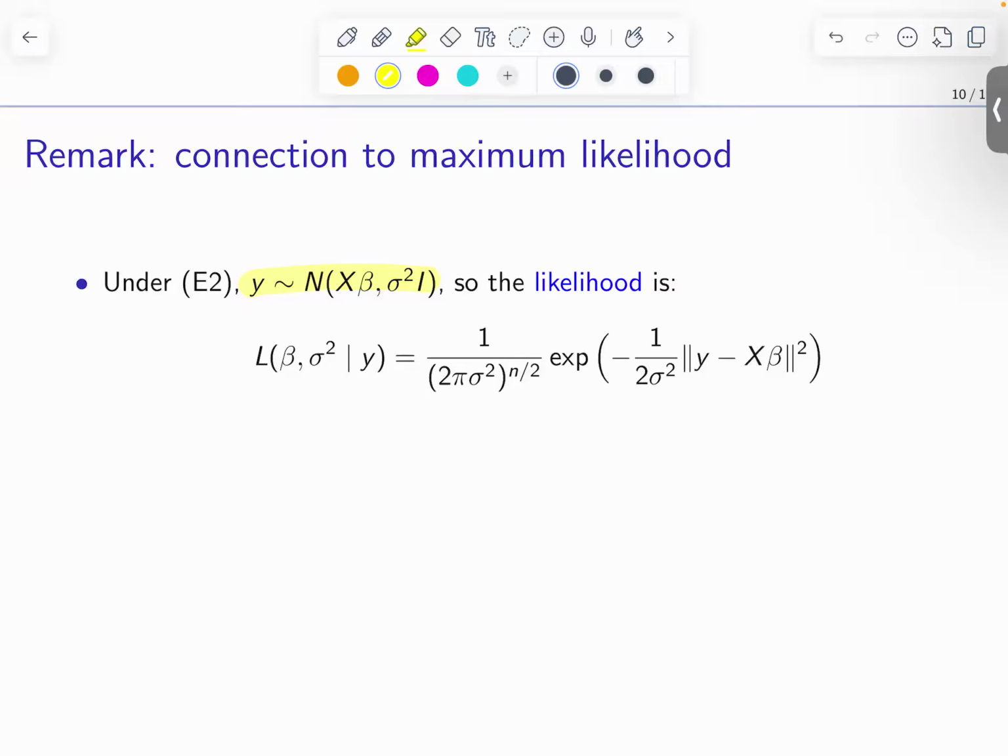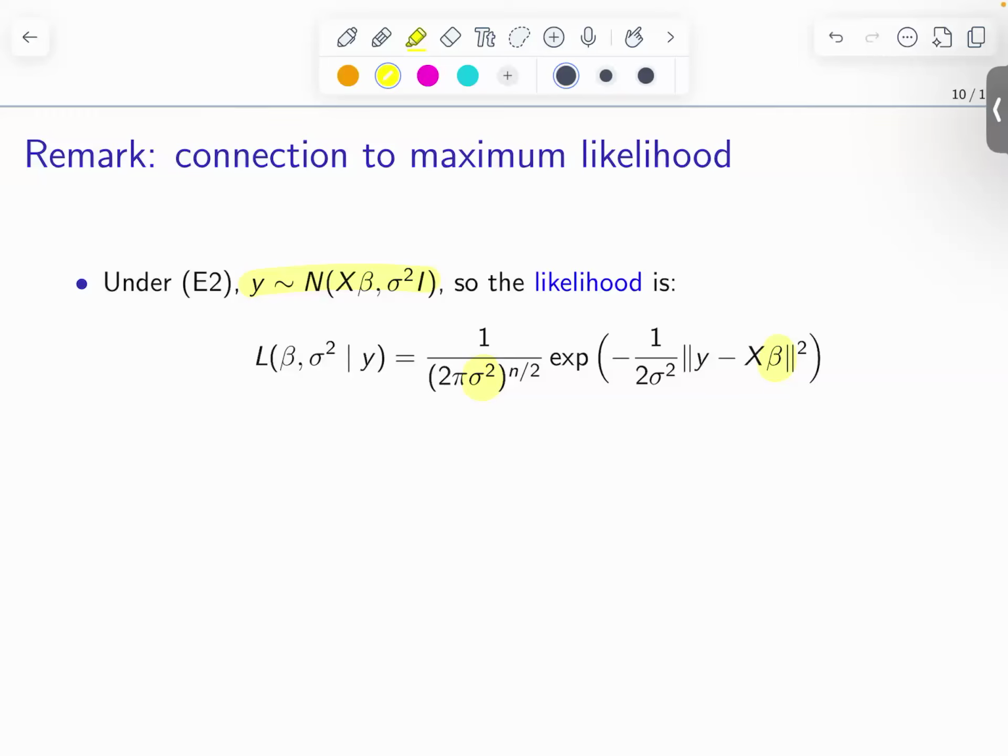I would spend half an hour talking about likelihood in a different course, but likelihood is something that statisticians like very much. In our case, you write down the density. If you view it as a function of y, it's the density, it integrates to 1 and has the meaning of probability. If you fix y as your observation and look at it as a function of the parameters, beta and sigma squared, that function is called the likelihood.